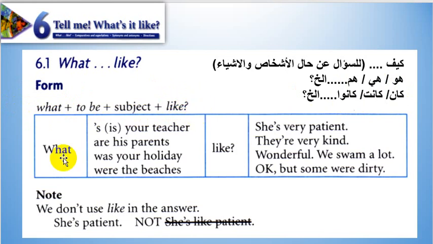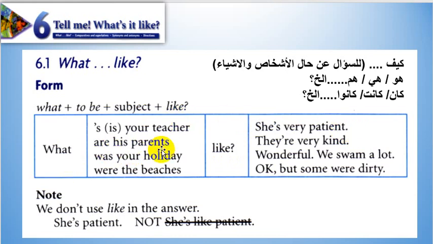How to form this formula? First, we use what plus verb to be plus subject plus like and question mark. Example: what is your teacher, this is the subject, he or she, like? What's your teacher like? She's very patient.